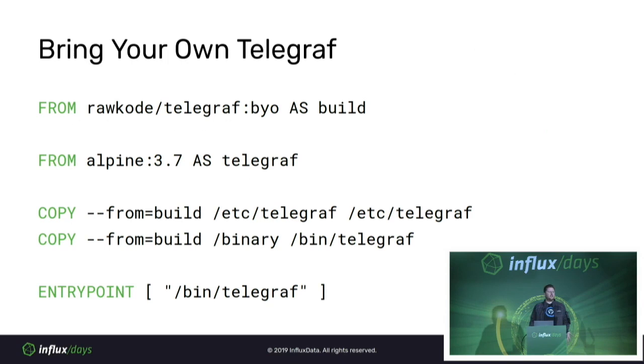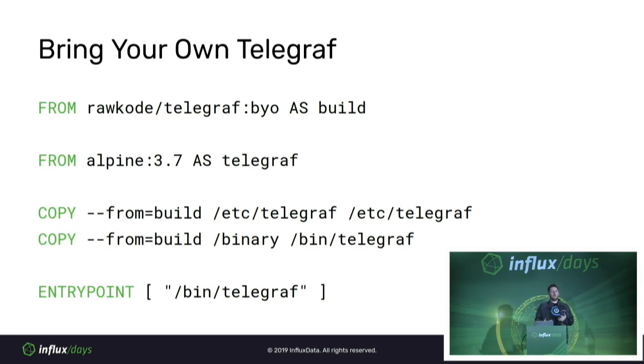Now, what does it look like to build or bring your own Telegraf? Well, this is a Dockerfile. I'm hoping most of you have got some familiarity with this. The Docker setup uses ONBUILD instructions, which is the Docker way of deferring any future build steps to the user build time. So we start off by saying FROM my raw code Telegraf BYO, this is our build layer, and that does everything for you. There are no other steps there. Everything is done as an ONBUILD deferred instruction.